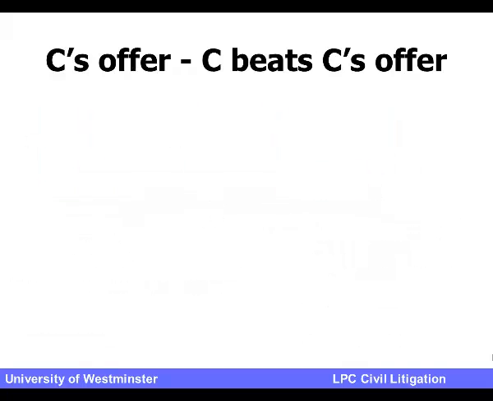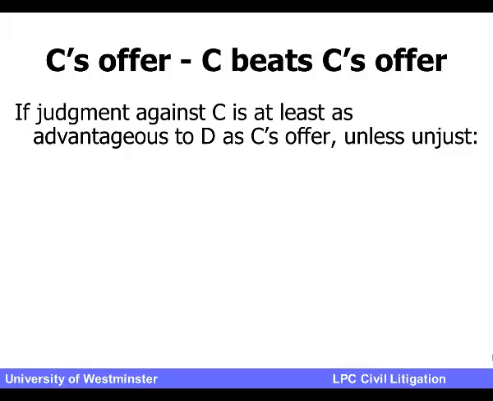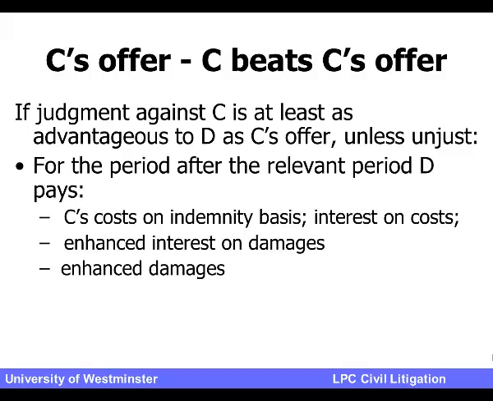Turning now to look at the claimant's offer. If the claimant beats their own offer, i.e. if the claimant gets more than their own offer, or to put it another way, the defendant is ordered to pay more than the claimant's offer, or as the rules say, judgment against the defendant is at least as advantageous to the claimant as the claimant's offer, then unless it is unjust, for the period after the relevant period expires, D pays C's costs on an indemnity basis. So D would normally be paying C's costs, so the penalty is to pay them on an indemnity basis.